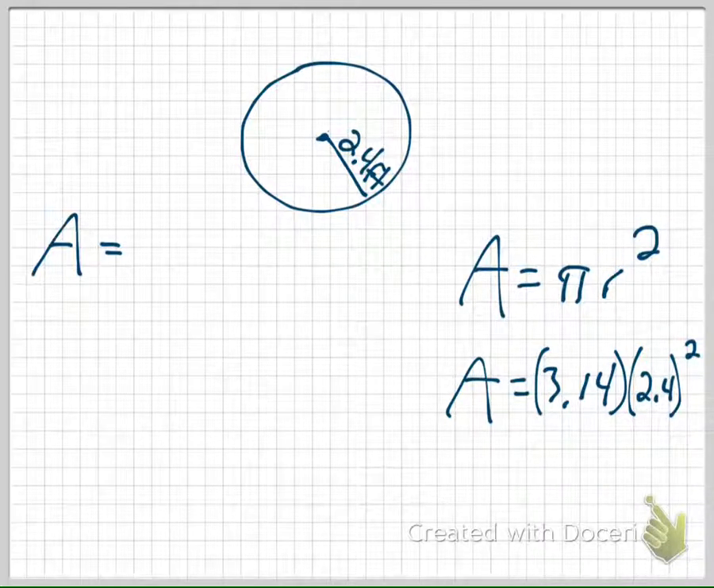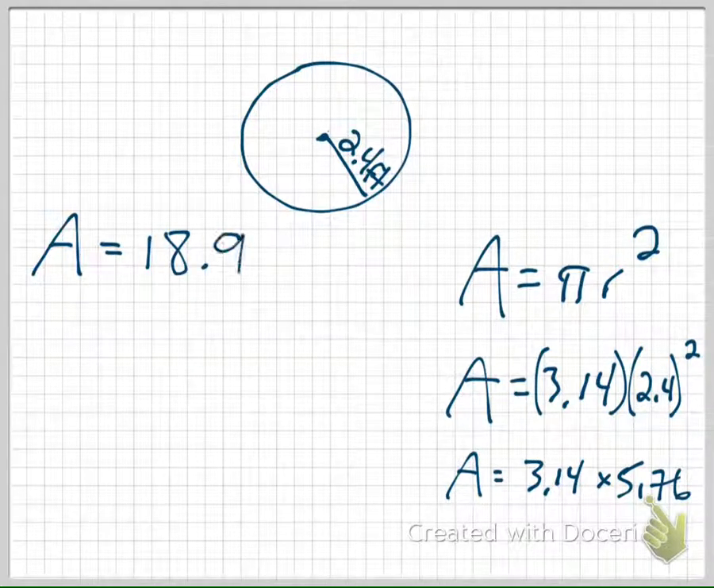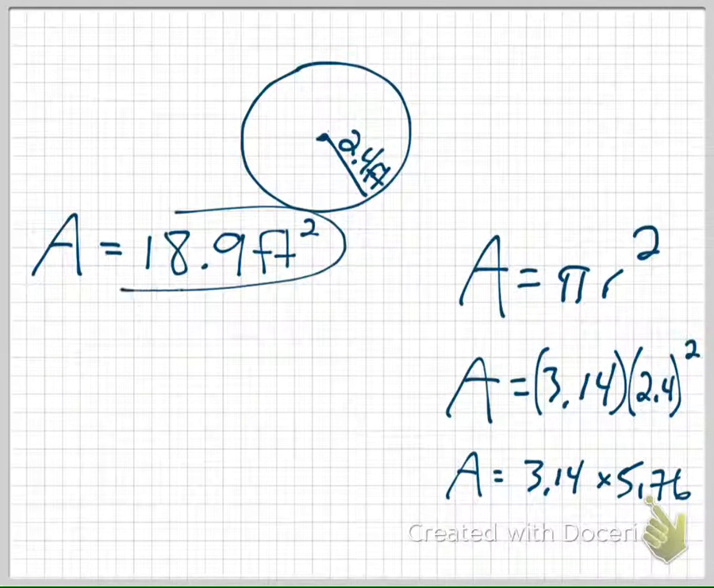What is 2.4 times 2.4? What did you put down? Didn't you write it down? Write it down. Every time you should do this. You should not just do it in your calculator. What is 2.4 times 2.4? What is 3.14 times 5.76? What was it? Is that all you put? Square feet. Without that, it's wrong. We're talking about square feet.